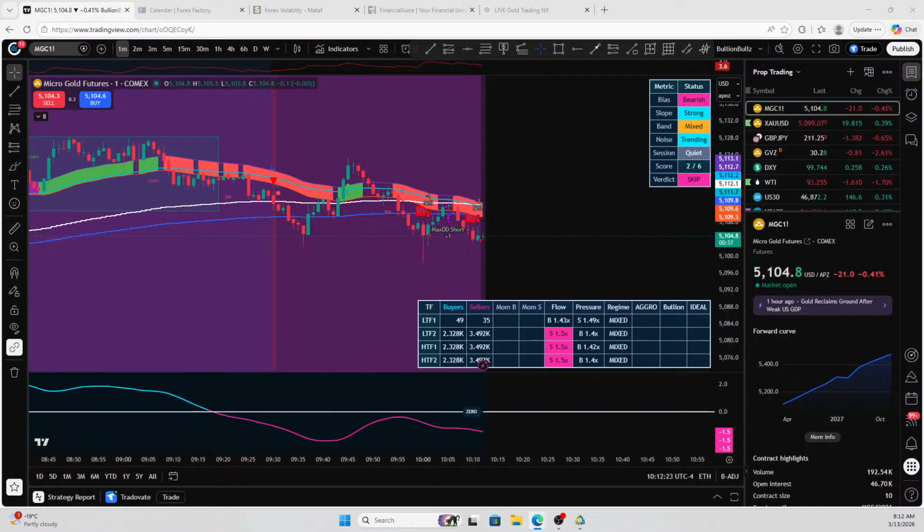Sometimes patience is the key, that you guys just have to have patience to wait for your setups to form. And like right now, we're just waiting.